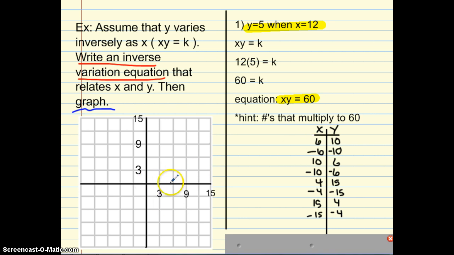So if I plot the point 6, 10, and -6, -10, then I plot over 10 and up 6. You do not need to listen to me plot points.